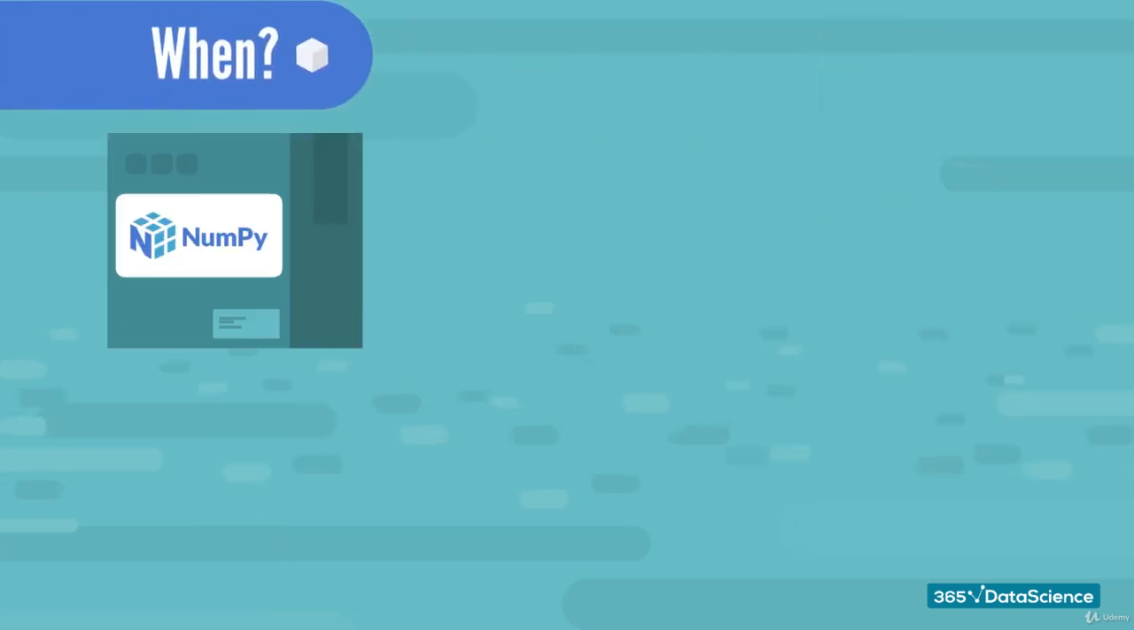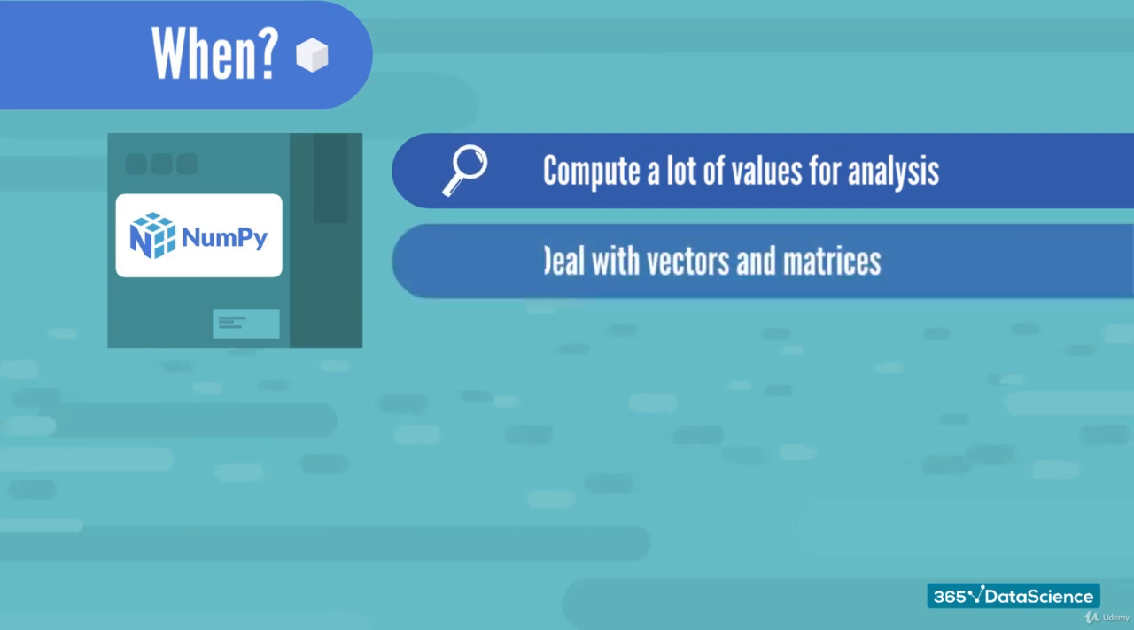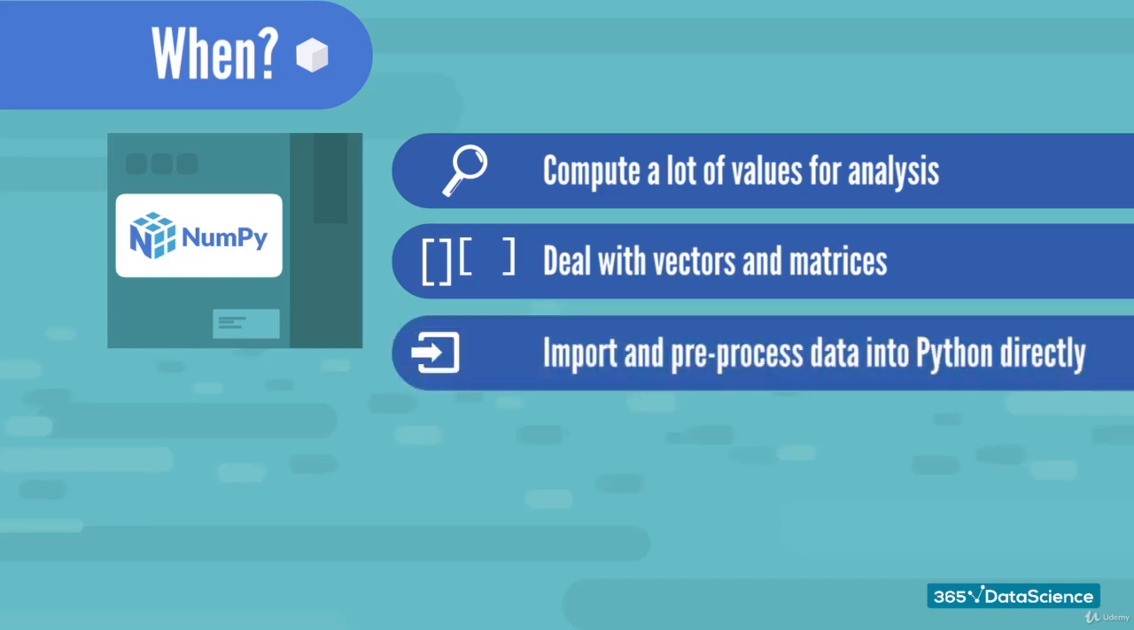Next comes the when part. We turn to NumPy whenever we want to compute a lot of values for analysis and deal with some abstract ideas like vectors and matrices. Since it's both stable and fast, we can rely on NumPy to estimate statistical values and deal with linear algebra. We can also use it to import data into Python directly and help pre-process it.